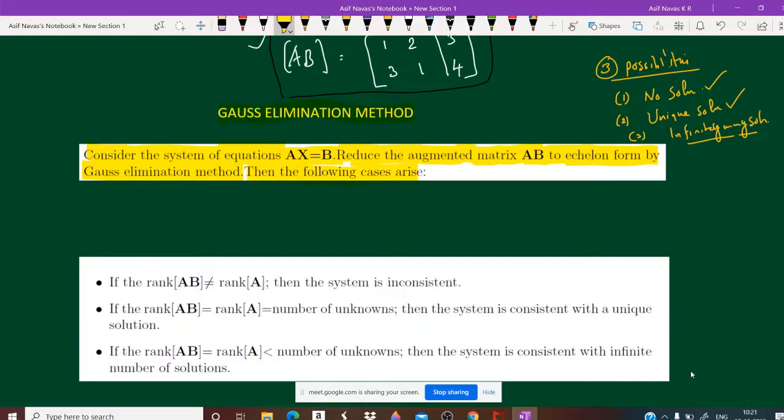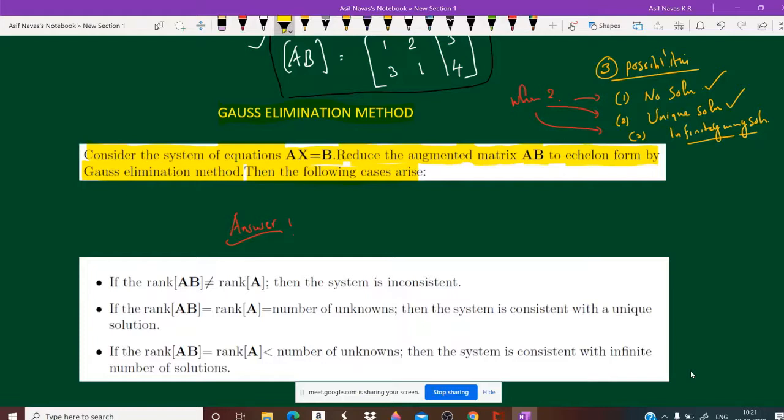Our question is, when do we have no solution, a unique solution, and infinitely many solutions for a system of linear equations? So the answer is we will characterize that by using the rank of the augmented matrix.